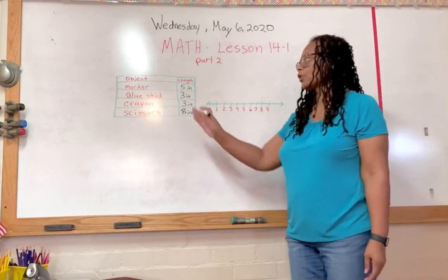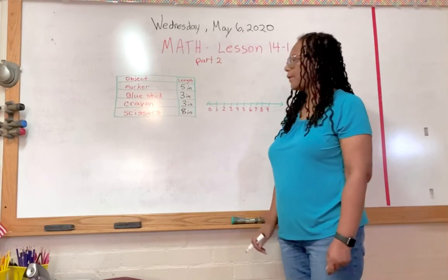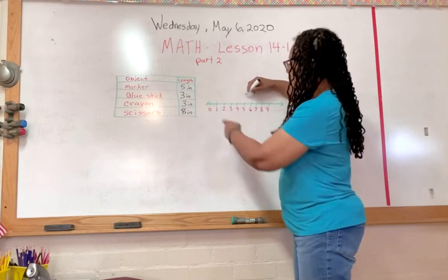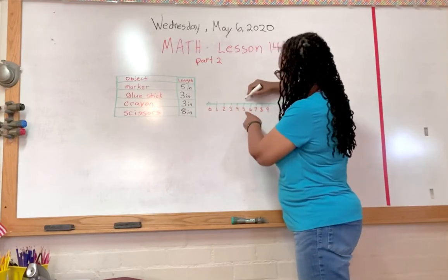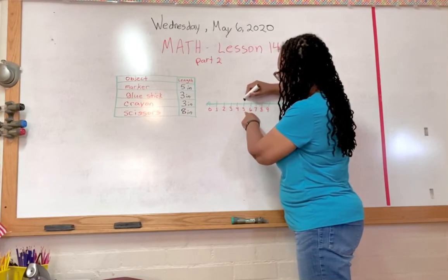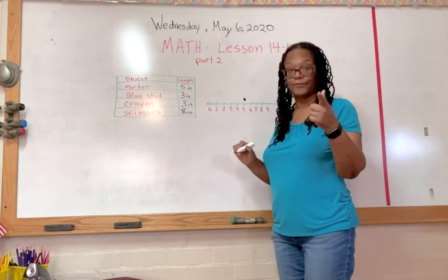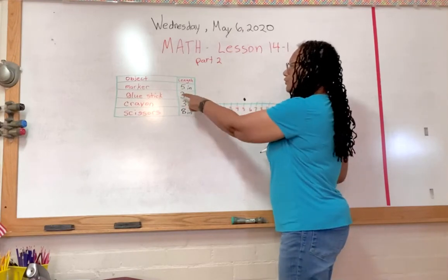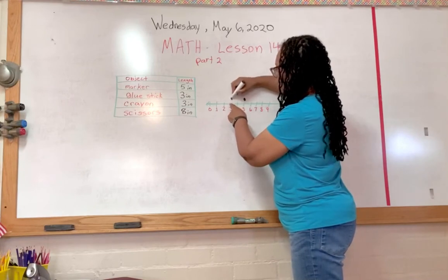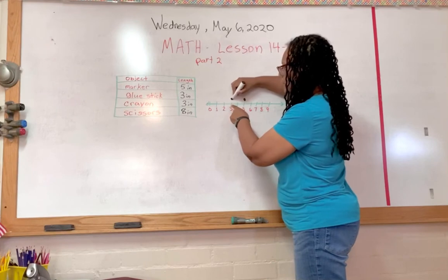Now, let me show you how to plot this data, and we're going to plot it right here. That just means we're going to transfer this information to this number line. Well, 5 inches. So we're going to put a dot here for this. We'll put that right here over the 5. Okay? That represents the marker, right? Glue stick, 3. Let's plot this data right here. That represents the glue stick.